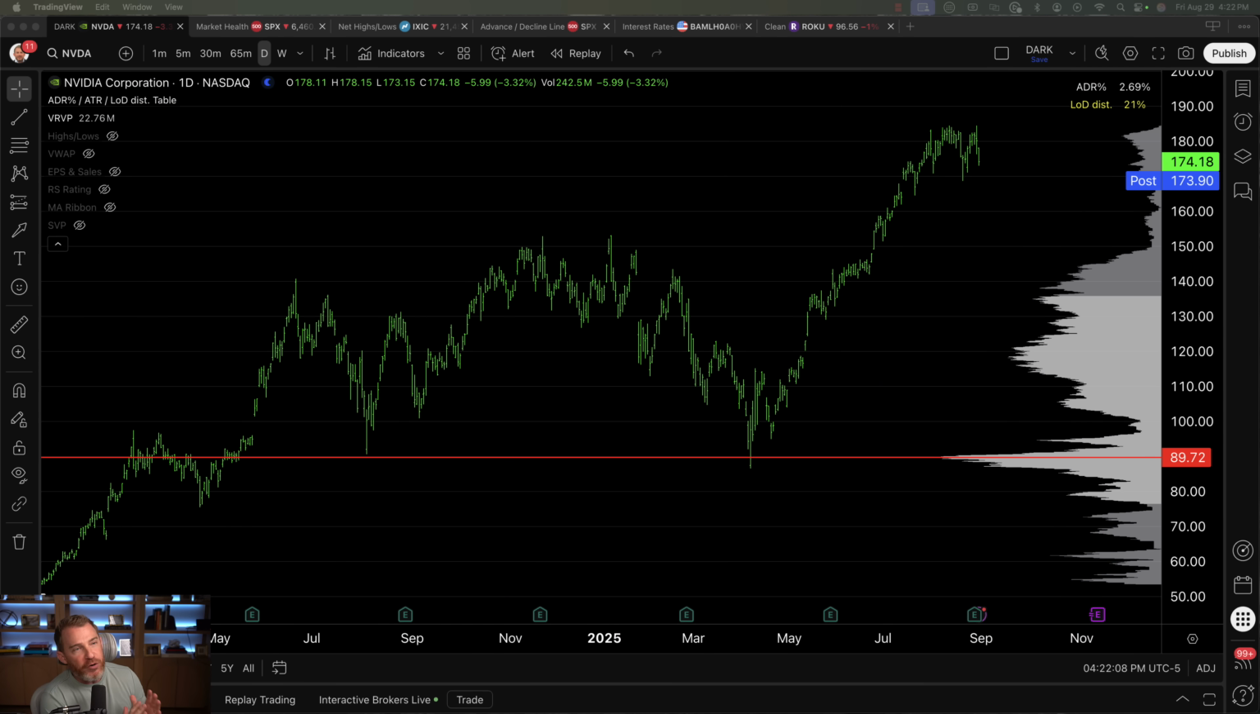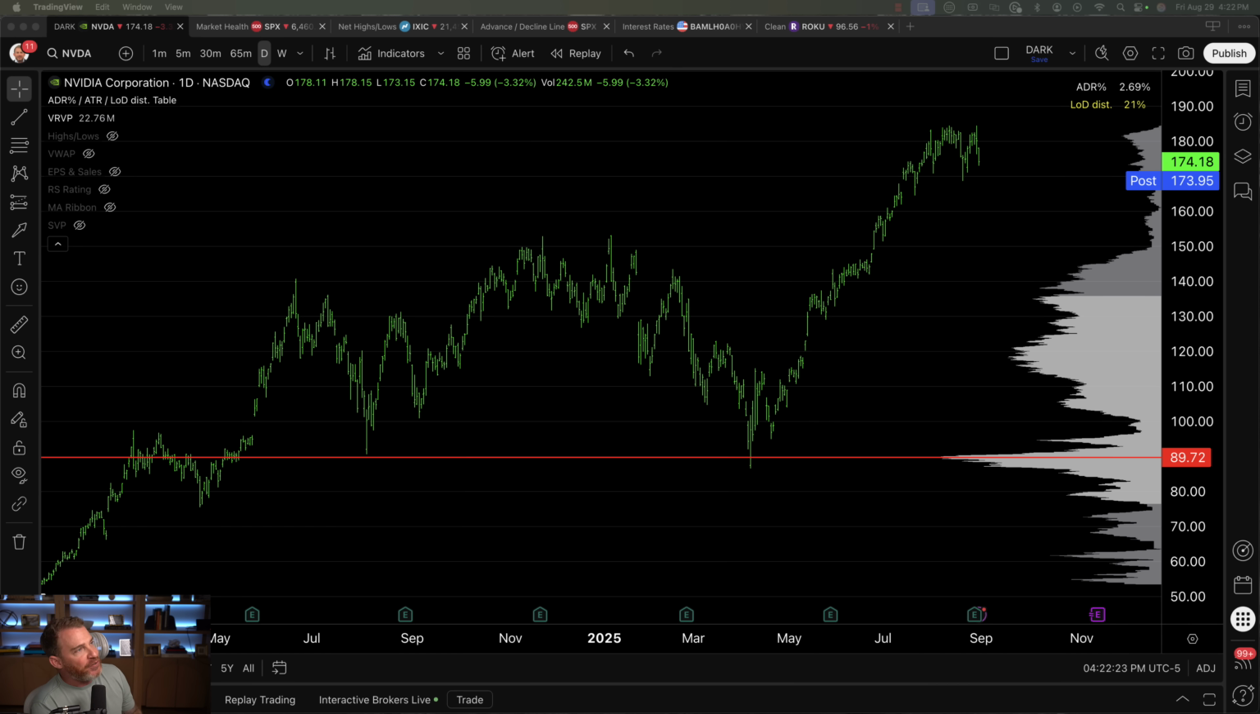Now, volume profile is not the end-all, be-all. I used to swear by it. I used it a lot for targets. Obviously, there's more going on, but this is a really nice tool to have in your toolbox, and there's really 2 ways to use it.